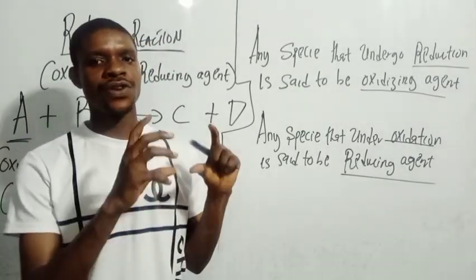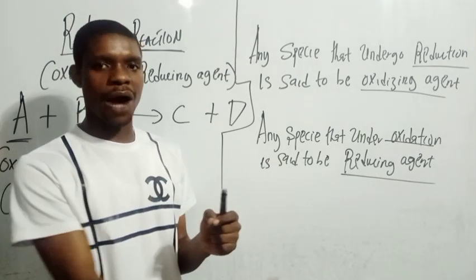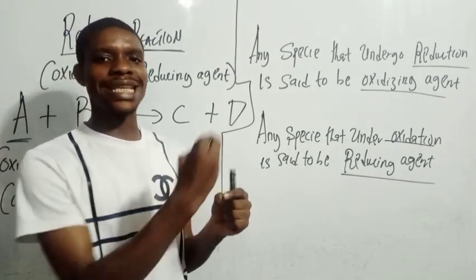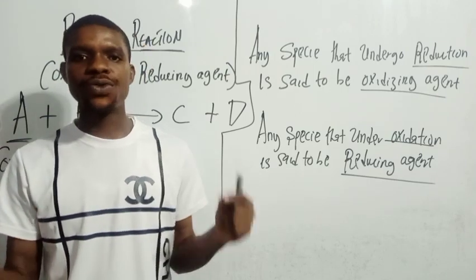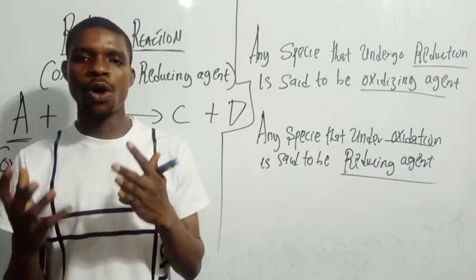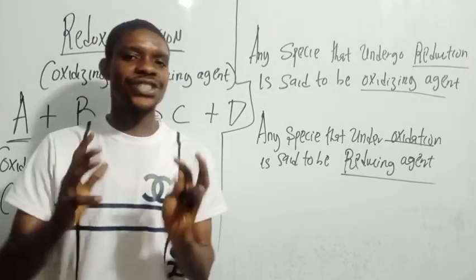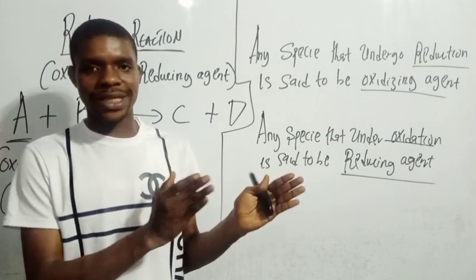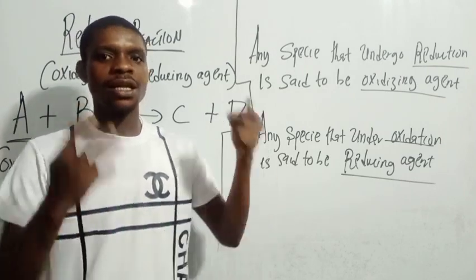Because if you can identify oxidation and reduction, from there you can know the one that is the oxidizing agent and the one that is the reducing agent. Do you get that? So this is where the definition now comes in. Definition of oxidation, definition of reduction. So we have three major ways you can identify oxidation and reduction.